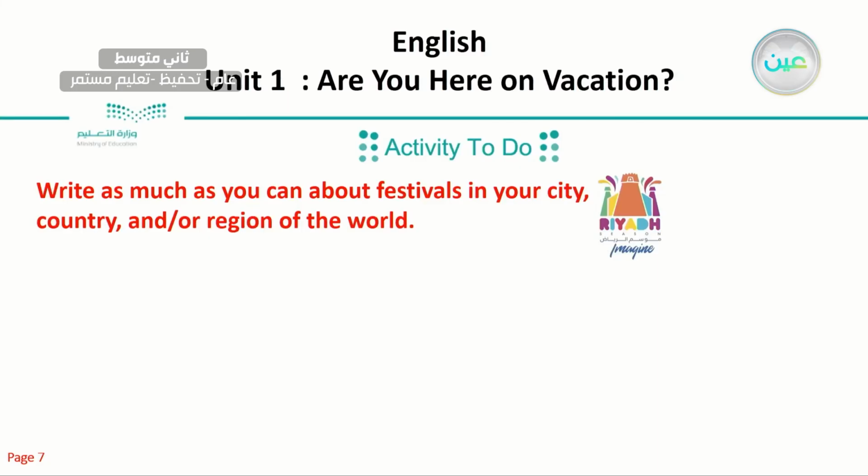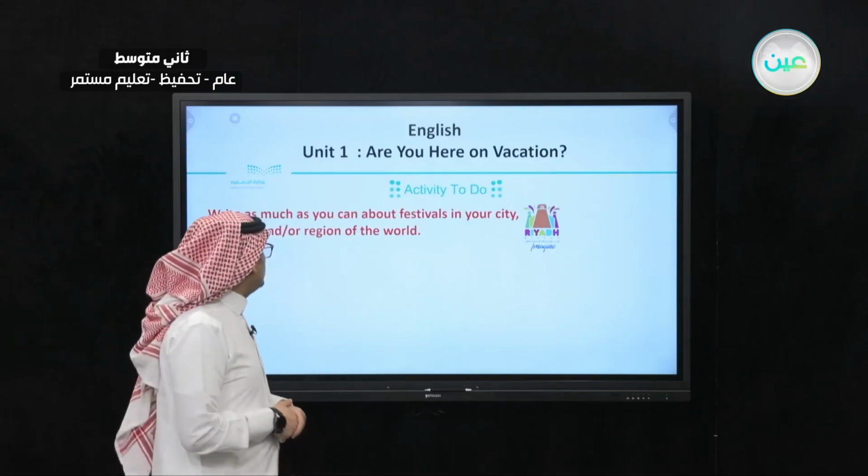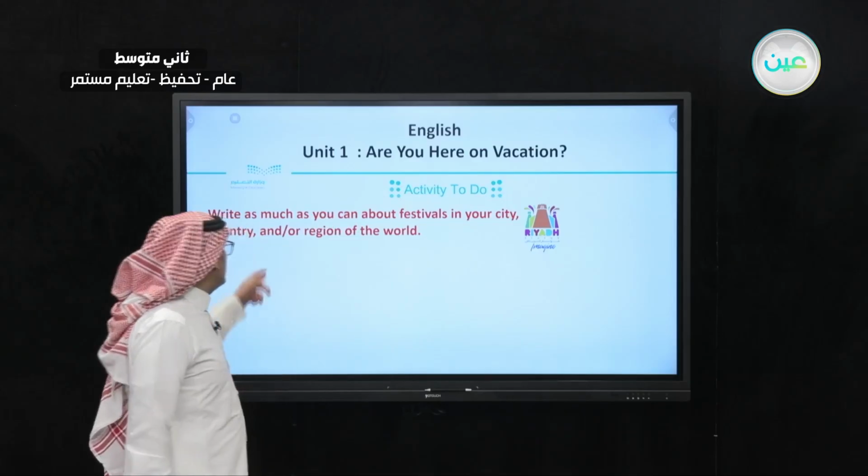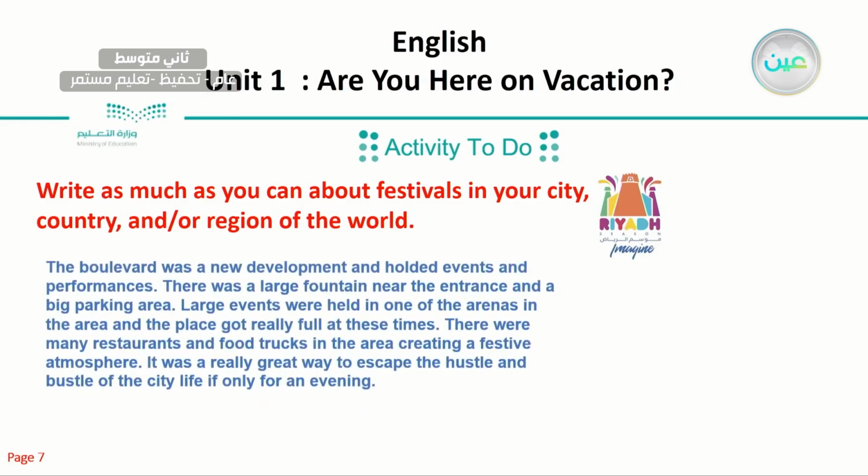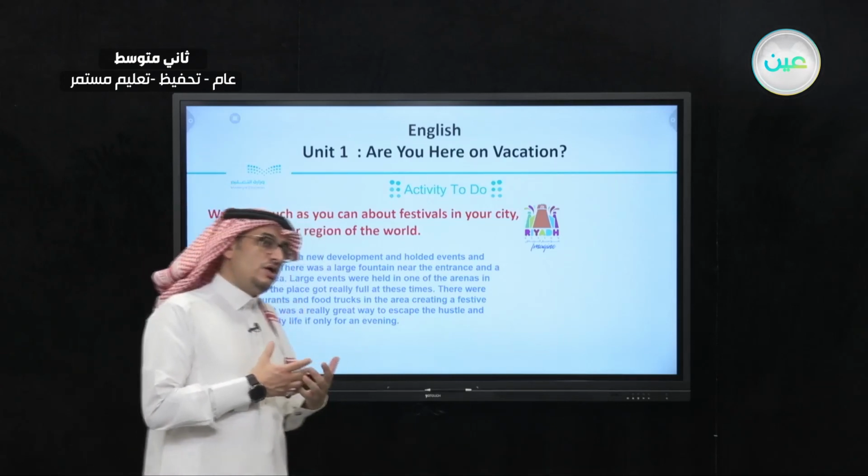Good. Now, I want you to do something here as an activity. And you can guess what the symbol is in this question. Okay, it's about Riyadh festivals or Riyadh Season. Now, I want you to write as much as you can about festivals in your city, in your country, or in your region or part of the world. Write any activity you know about. You can use the internet to help you. For example, I tried to do an example for you about Riyadh Season. Let's see the ideas I have collected for you as an example. Do the same in your notebook.